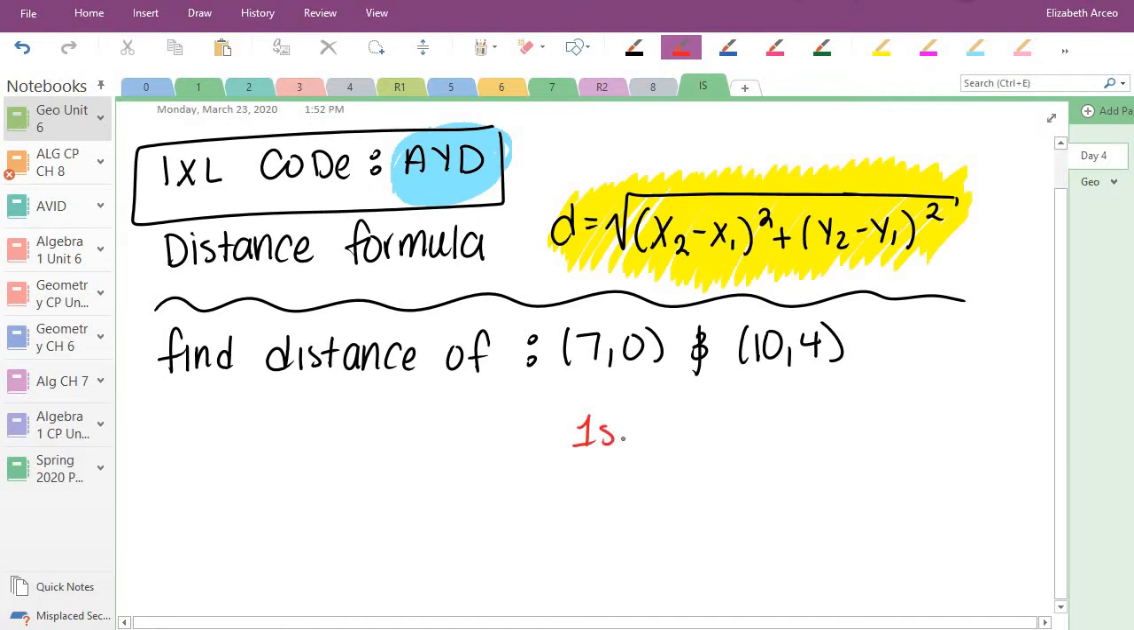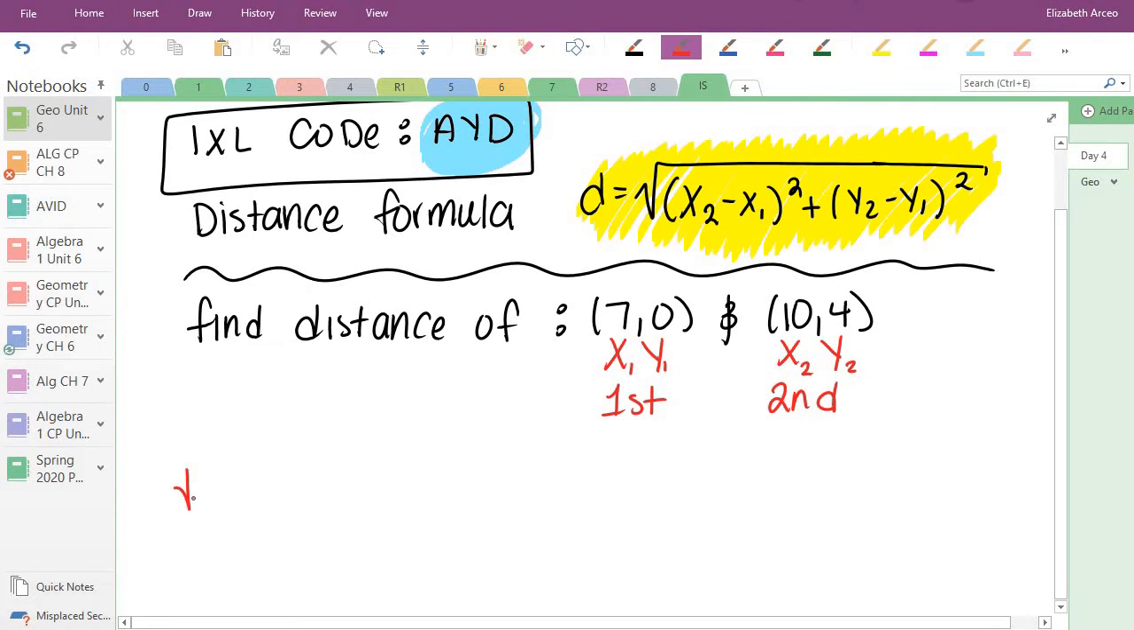So we know this is your first and your second point. This is x, y. This is x, y. Since this is your first point, which is 7, 0, the 1s are on the bottom, and the 2s are on the bottom for 10, 4. So the formula is the distance is equal to the square root of the difference of the x, squared, adding the difference of the y, squared.